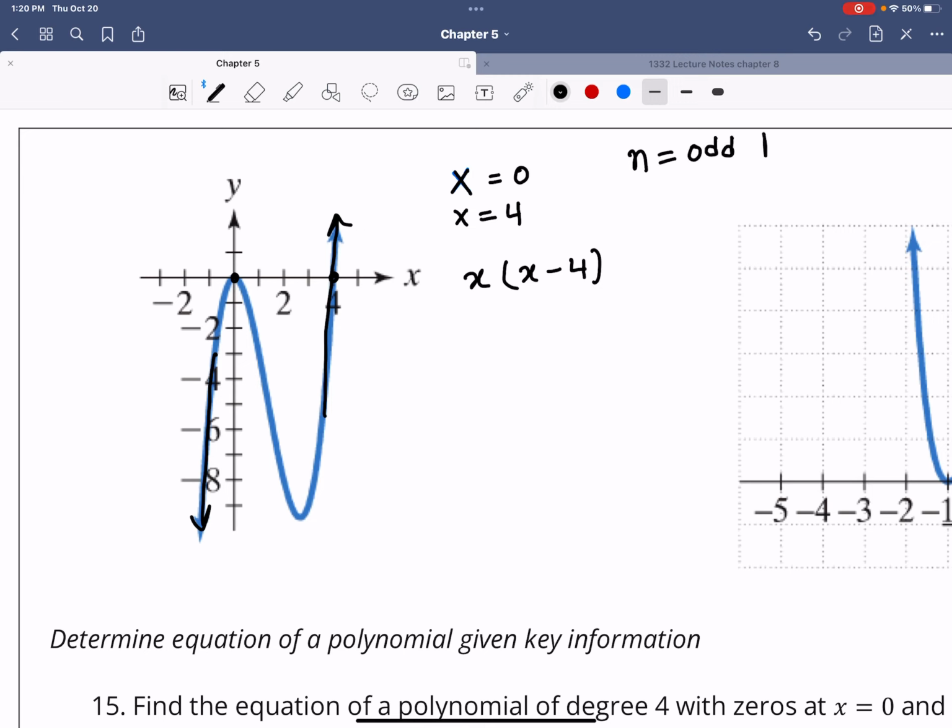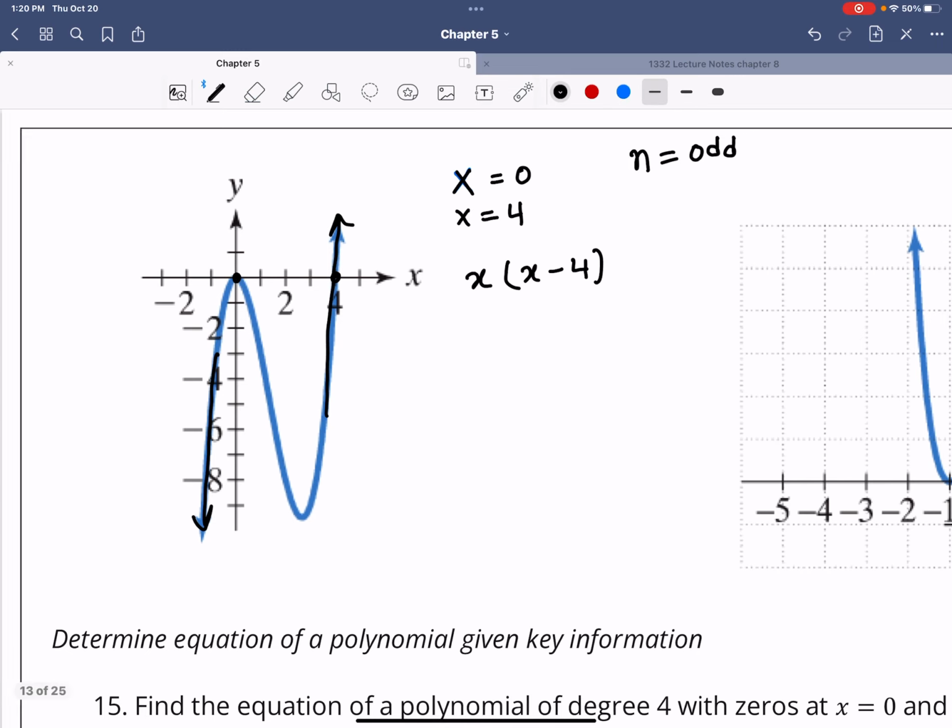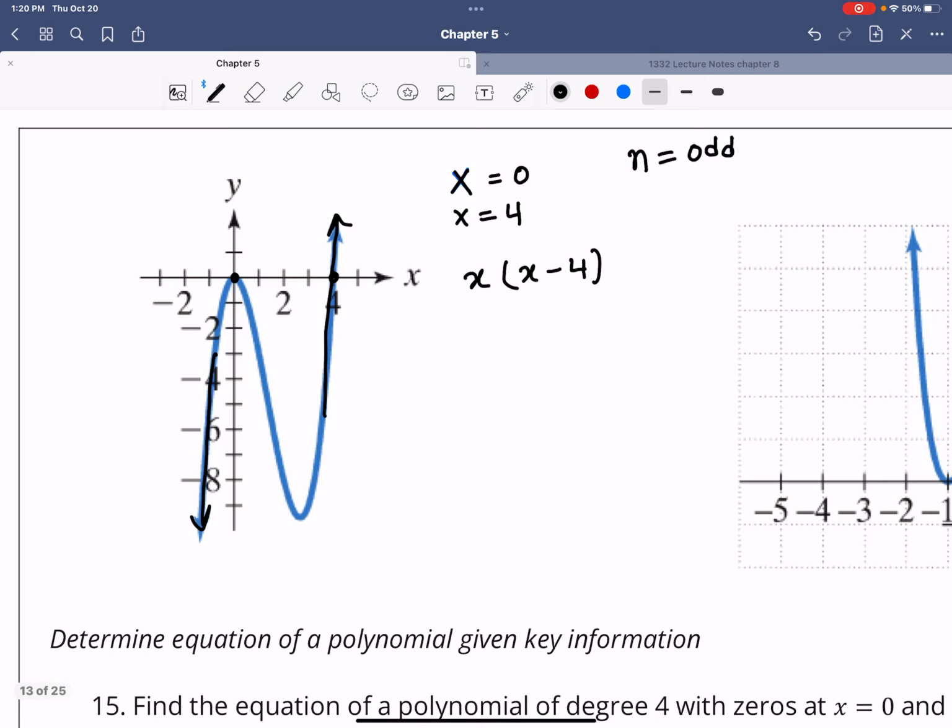For even, remember, both of them go up or both of them go down. And now at x equals 0, it is bouncing. Do you see that? It is touching and just kissing the x-intercept and bouncing back. That means this is even. At 4, it's crossing happily. That means this is 1. So the equation of this graph is x squared times parentheses x minus 4.